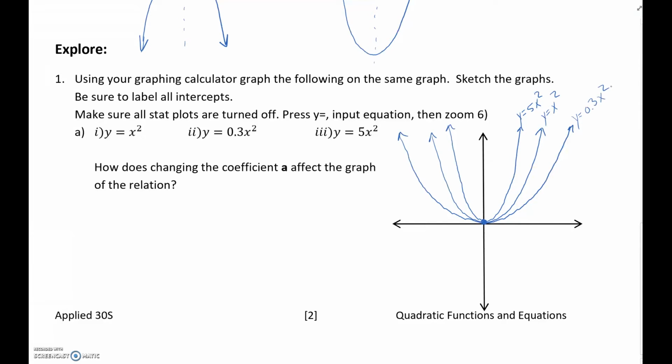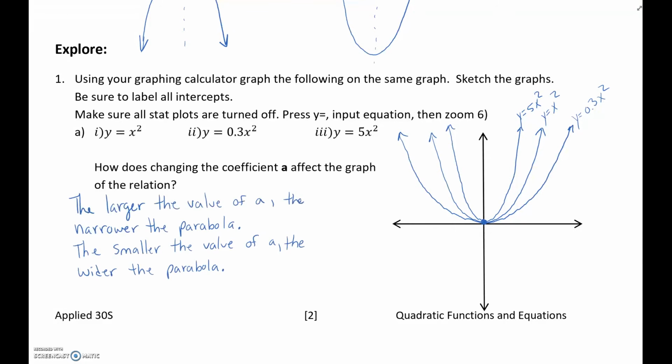So how does changing the coefficient a affect the graph of the relation? The larger the value of a, the narrower the parabola. The smaller the value of a, the wider the parabola. Let's take a look at the next part.